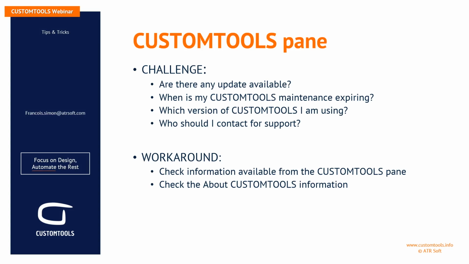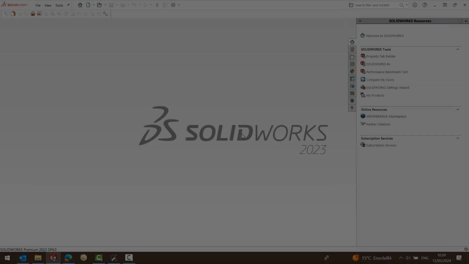As you may already know, we have a major release every year around November, December, followed by 2 to 3 service packs within our release cycle. Users may be uncertain about which version and service pack of CustomTools they are currently using. While most of you are likely familiar with the search pane, there is also a second pane in CustomTools that provides general information about available releases and other useful details. Also, to quickly identify the version of CustomTools you are using, you can simply check the About CustomTools dialog.